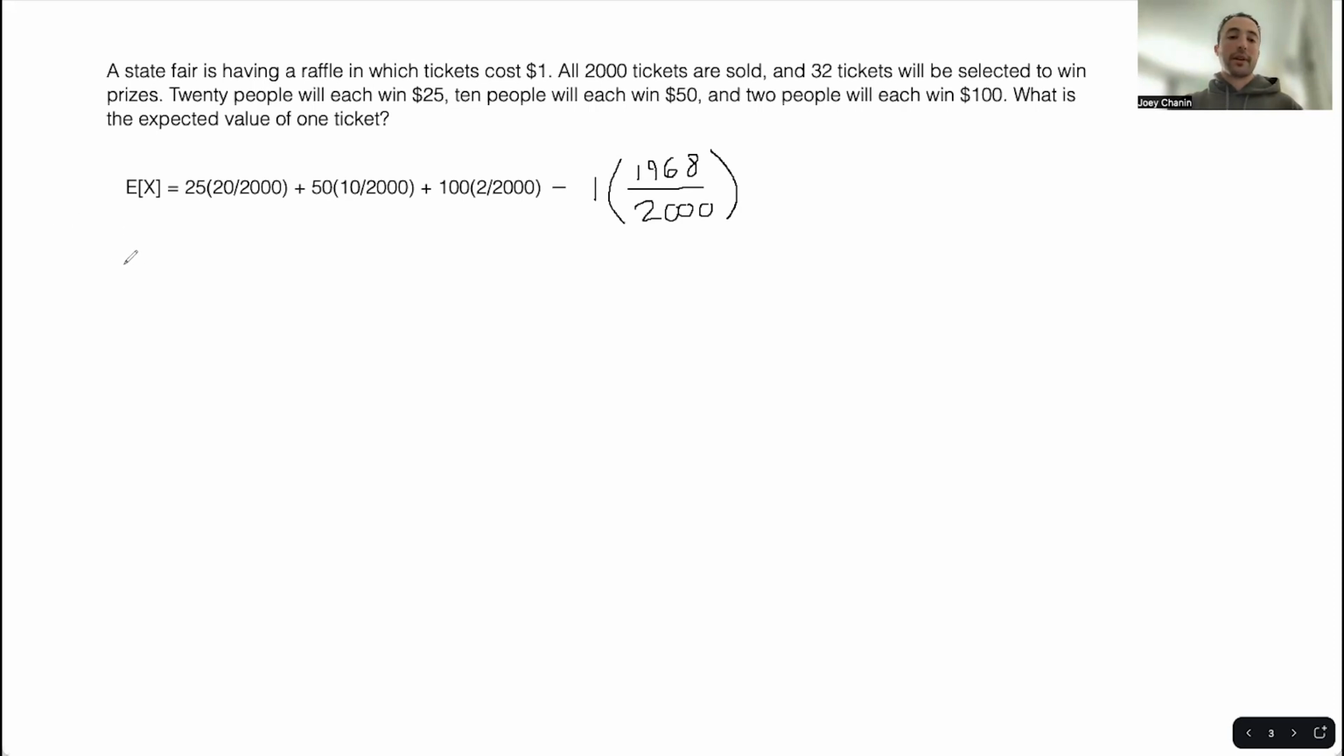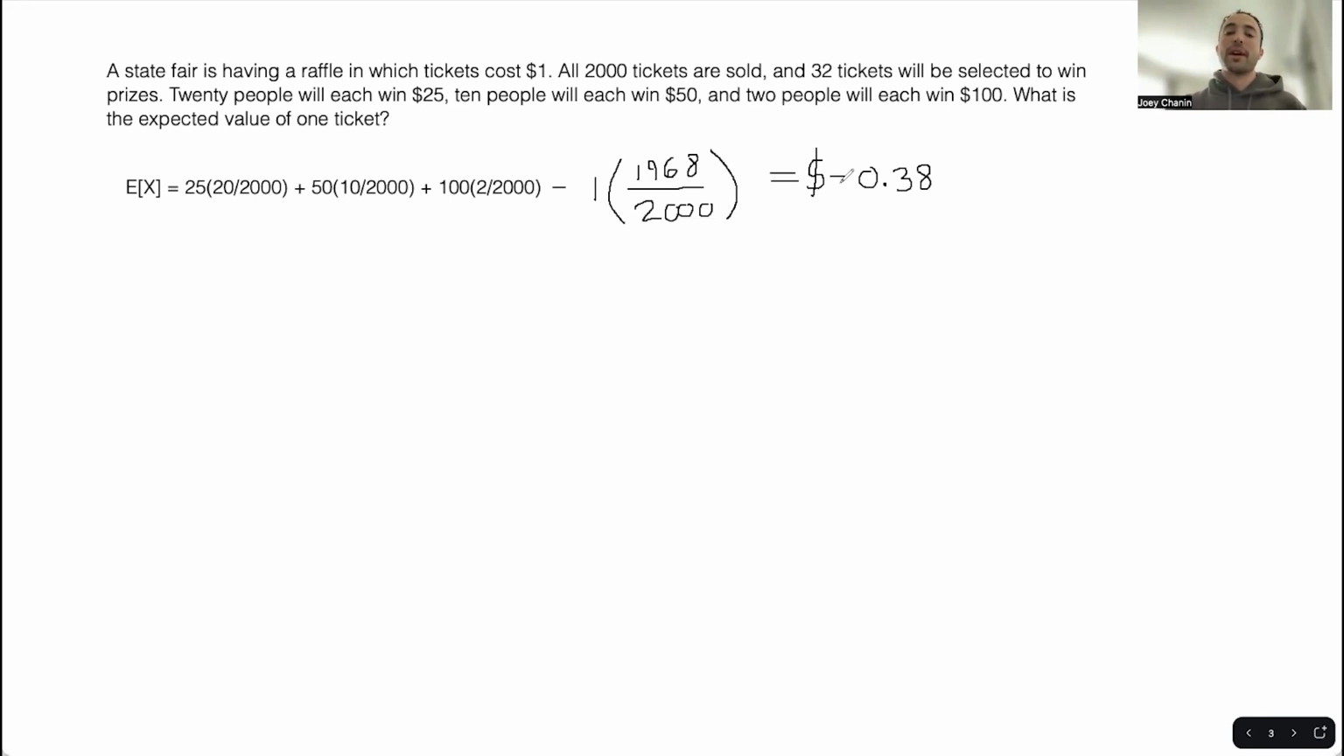And if we put this all into our calculator, we will get negative, let me double check what I had, negative 38 cents. So let's interpret what this means. This doesn't mean that any one person is going to lose 38 cents. That's actually impossible in this situation. Either you lose $1 or you make $25, $50, or $100.